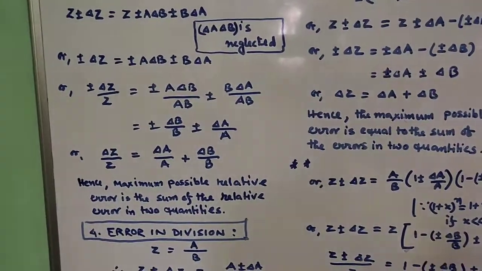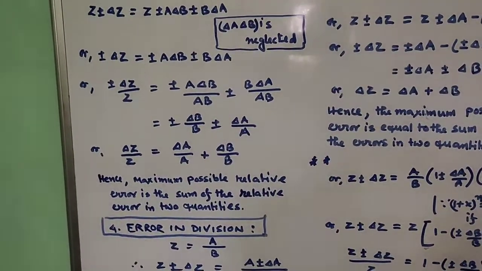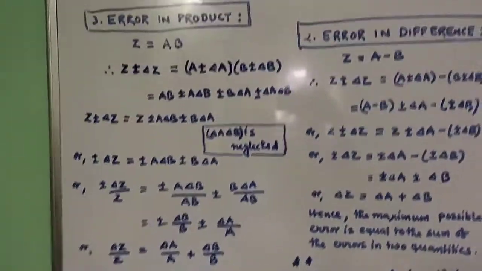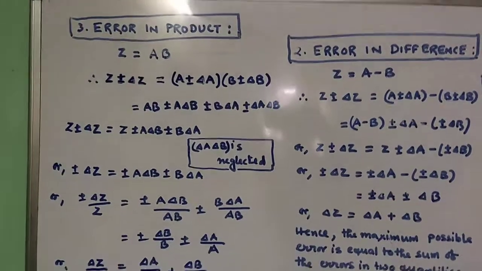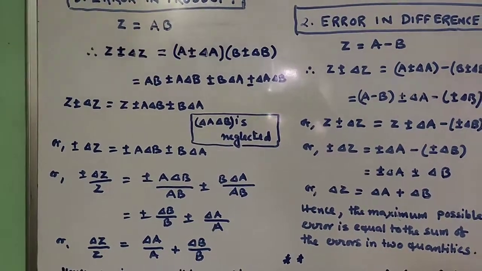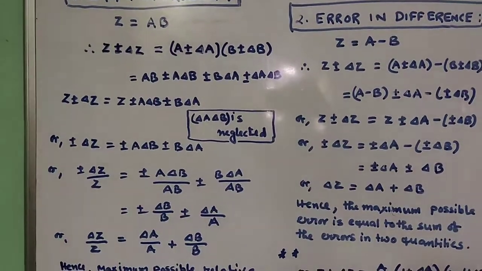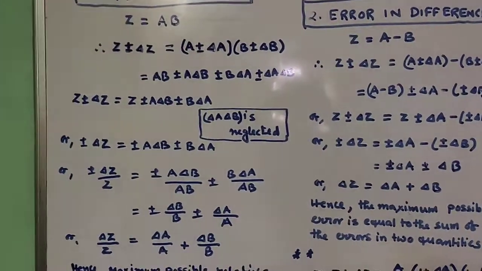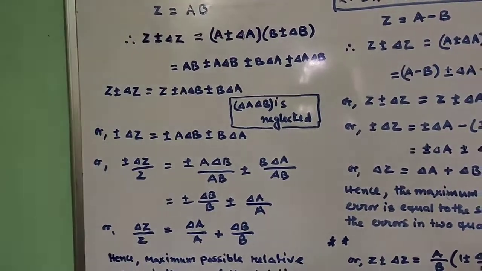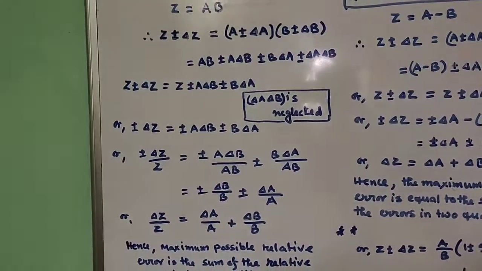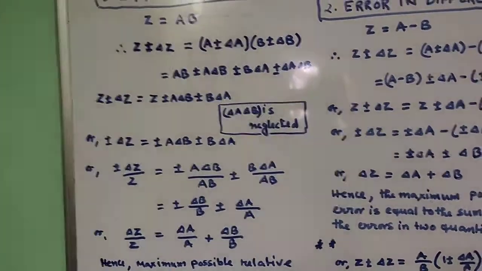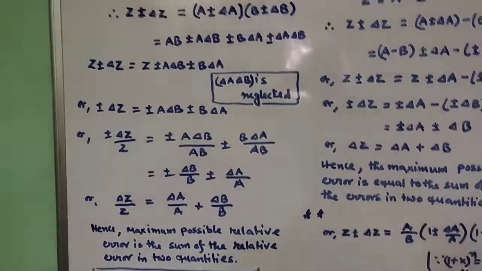So hence the maximum possible relative error is the sum of the relative errors in the two quantities. So this is in case of error in product. I am repeating here, the final term, the product ΔA ΔB, is smaller, that's why we are neglecting it, because we are assuming that ΔA and ΔB are very small, or you can say delta is in decimal point, because you are performing the experiment very sincerely. That's why the error is there, but that value is very small.